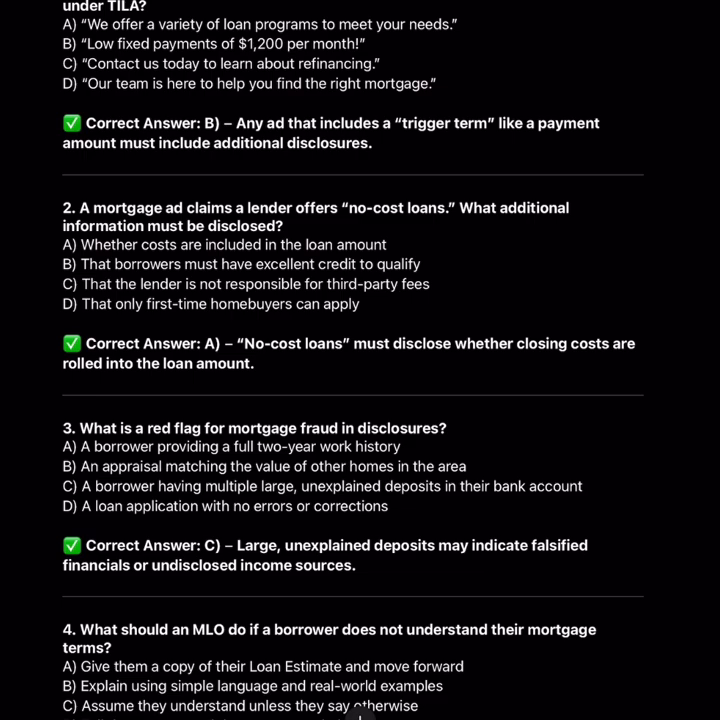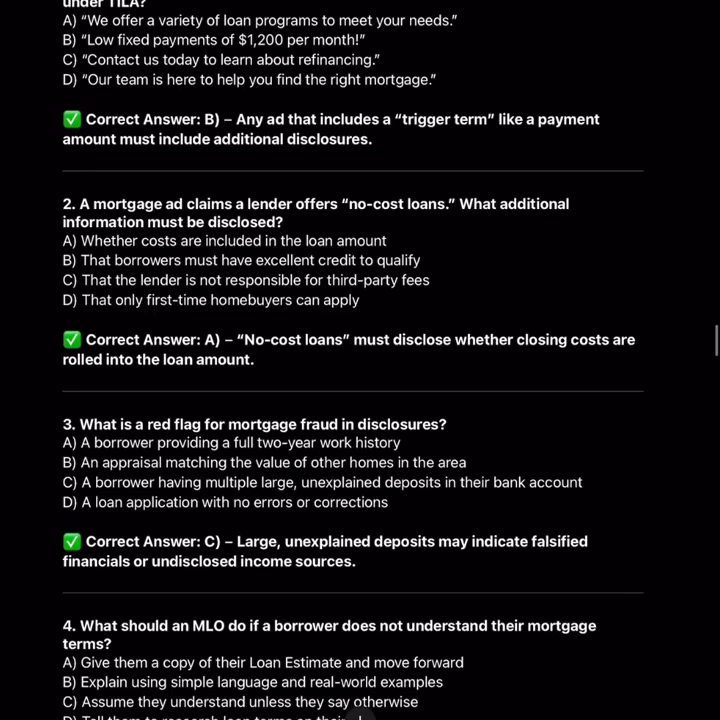3. What is a red flag for mortgage fraud in disclosures? A. A borrower providing a full 2-year work history. B. An appraisal matching the value of other homes in the area. C. A borrower having multiple large, unexplained deposits in their bank account. D. A loan application with no errors or corrections. Correct answer: C. Large, unexplained deposits may indicate falsified financials or undisclosed income sources.